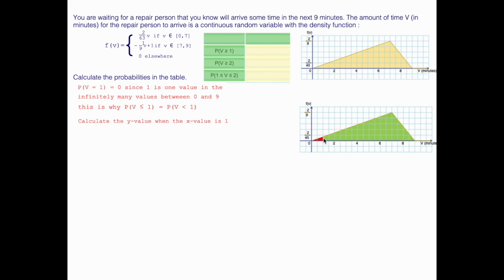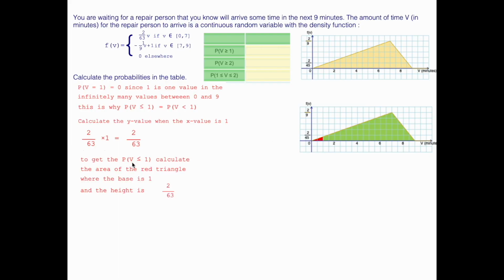We want to find the height of this triangle. We know the base of the triangle is just going to be 1. We're going to use this equation: 2 over 63 times v, and v is 1. That gives us 2 out of 63. To get the area of the red triangle, it's base times height divided by 2, where this is the height and the base is 1.